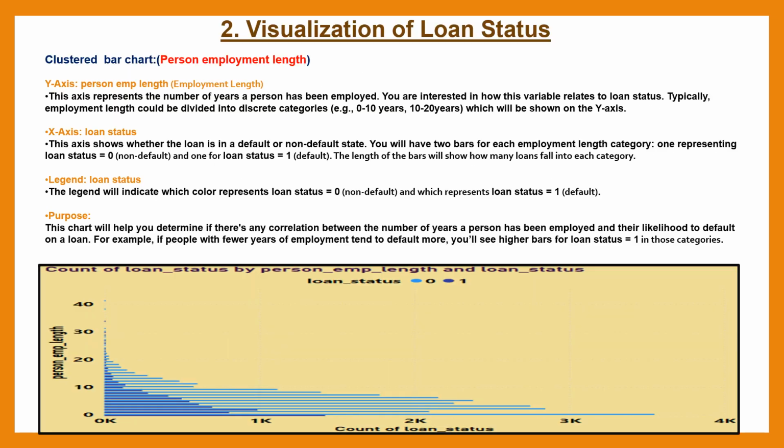So this is the visualization of loan status. For visualization, I have used a clustered bar chart. First, we will see person employment length. On the y-axis, I have added employment length, and on the x-axis, I have added loan status. Legend is loan status, and the purpose of this visualization is to see if there is any correlation between the number of years a person has been employed and their default rate.